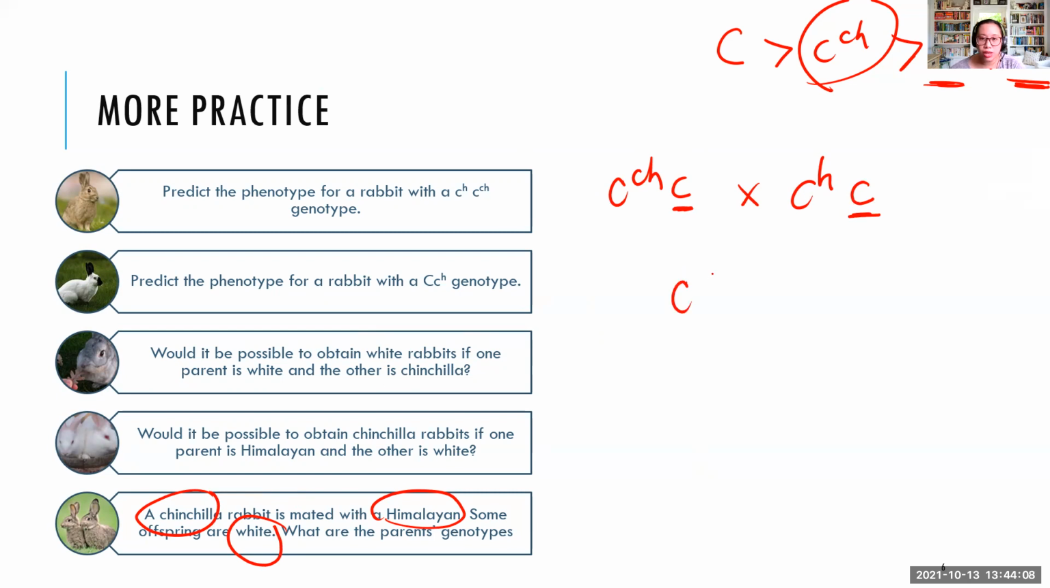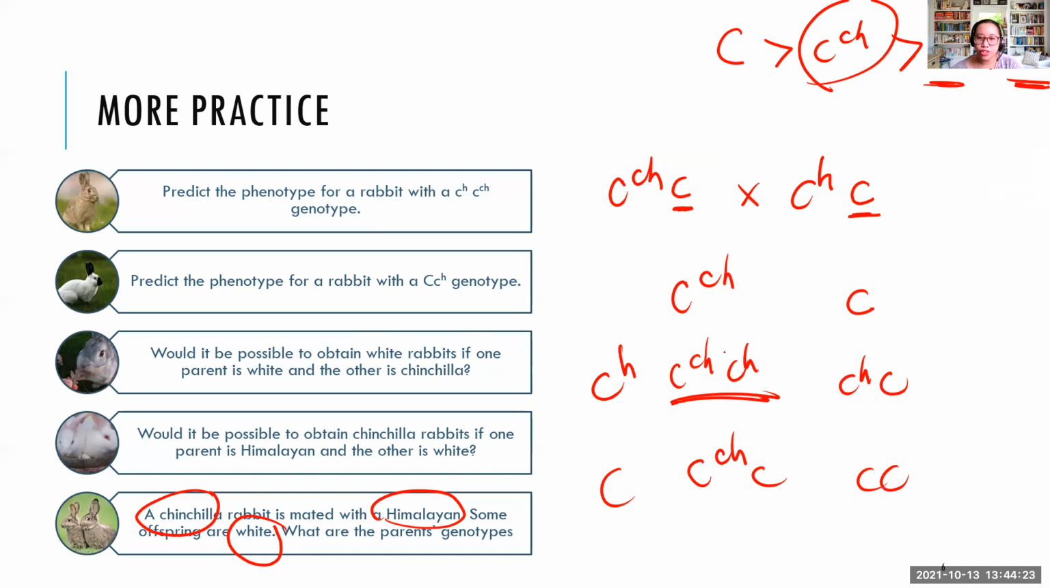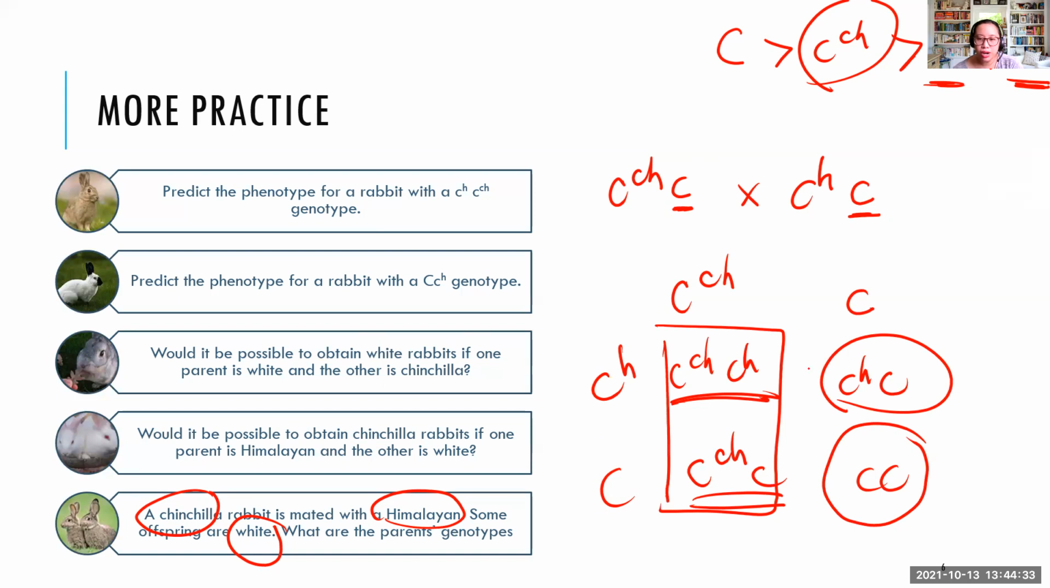So by crossing your chinchilla and your Himalayan, you will have a chinchilla, another chinchilla, a Himalayan, and one-fourth albino. So that's one half chinchilla, or 2 out of 4, one-fourth Himalayan, and one-fourth probability, or 25%, that you have an albino rabbit. Okay, very easy, multiple alleles class.